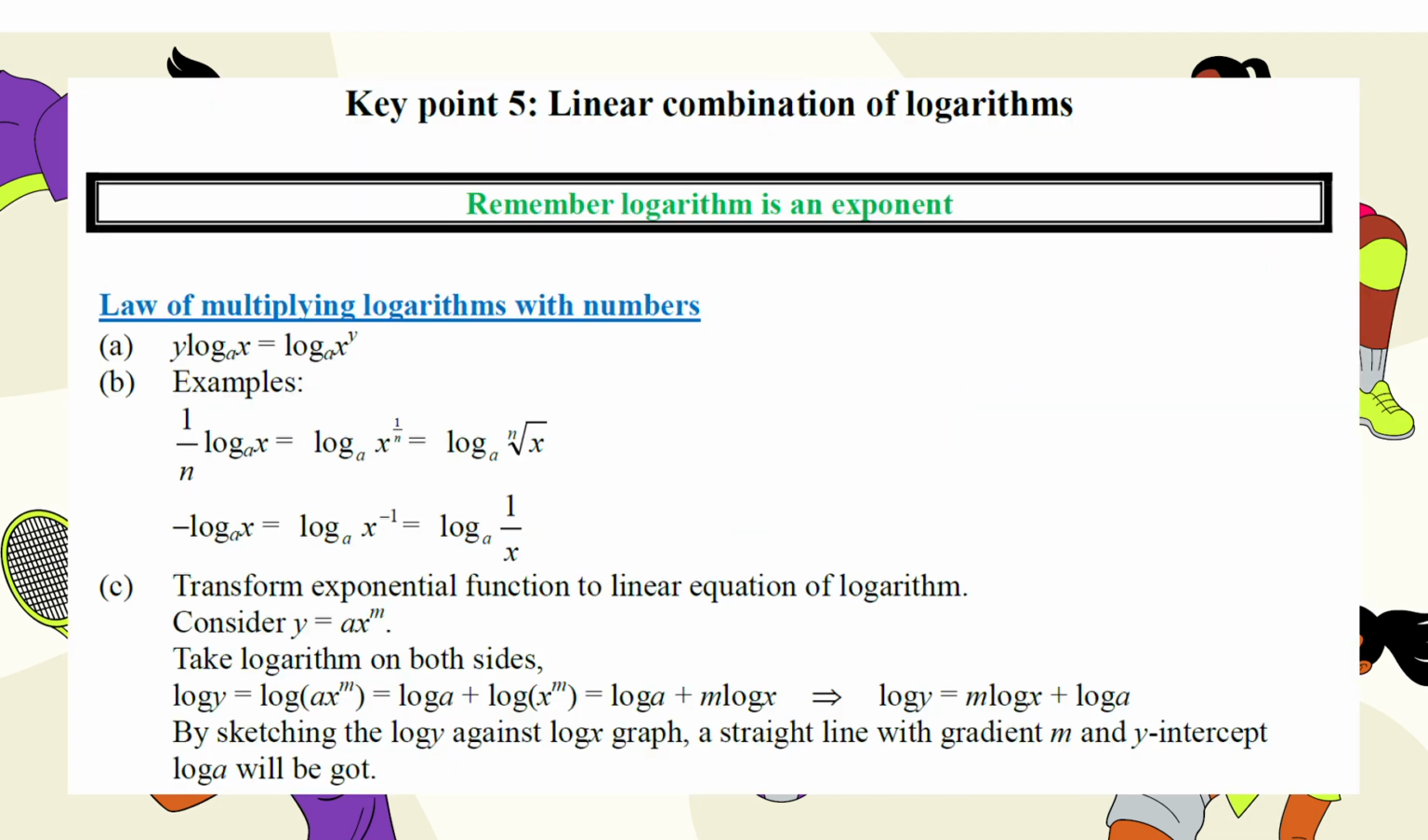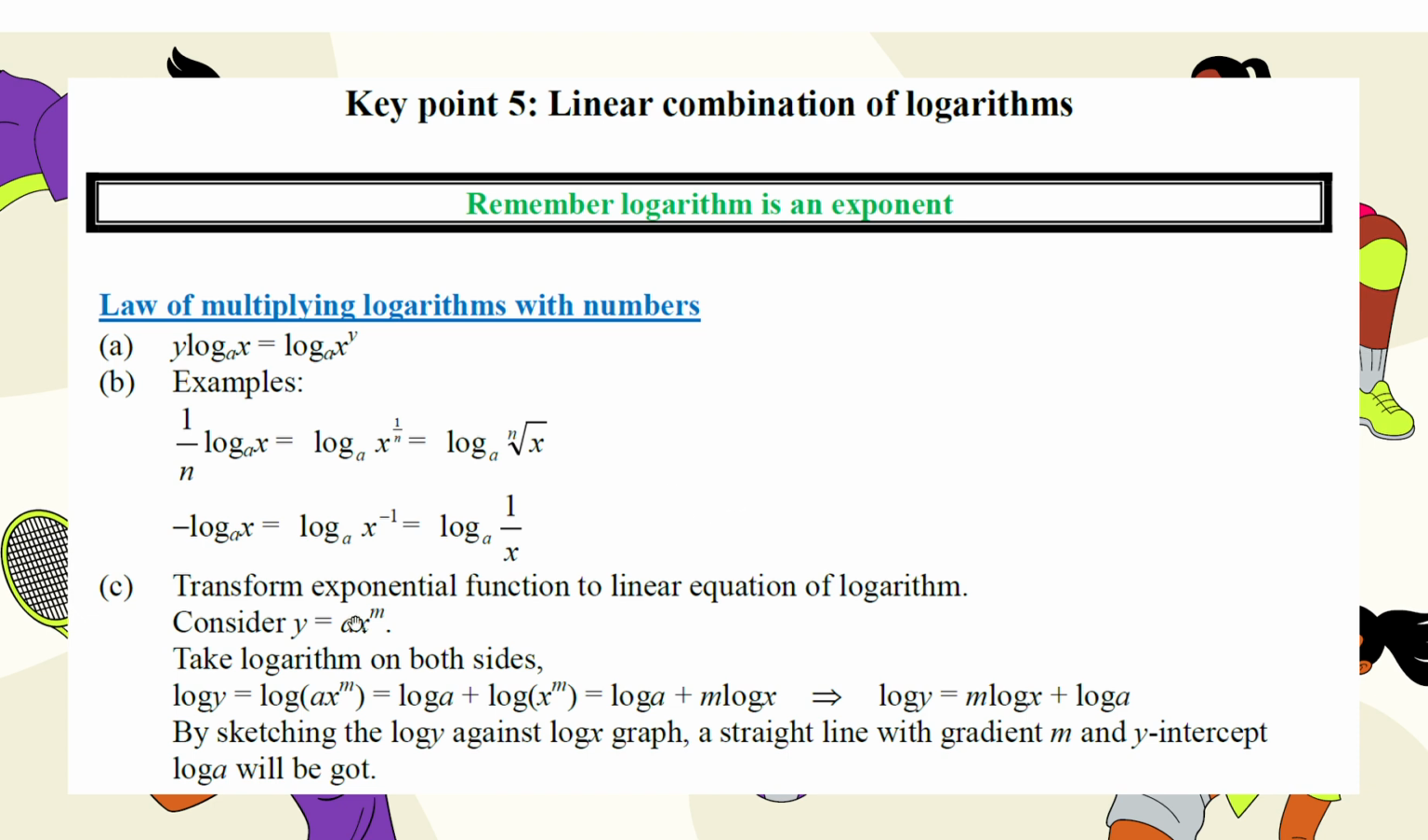So, linear combination of logarithms. Remember, logarithm is an exponent. If you multiply by y, you multiply the exponent by y, it means the exponent's exponent, right? You're finding x to the power y as an exponent. So the y can move inside and become an exponent. So remember, for a log, the number outside can move inside and become the exponent. It's the exponent's exponent. For example, 1 over n also moves inside and becomes the nth root. Negative 1 also becomes a negative 1 exponent, so 1 over x. So remember, the factor outside can move inside the log and become the exponent because it's the exponent's exponent.